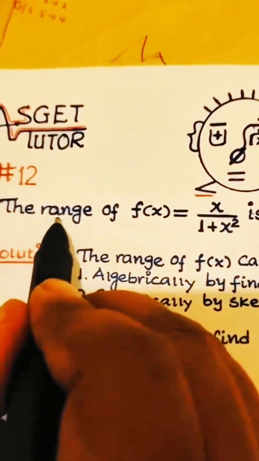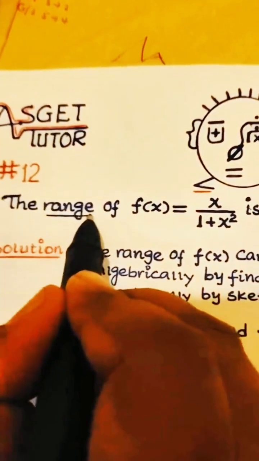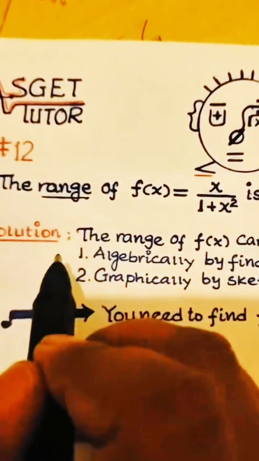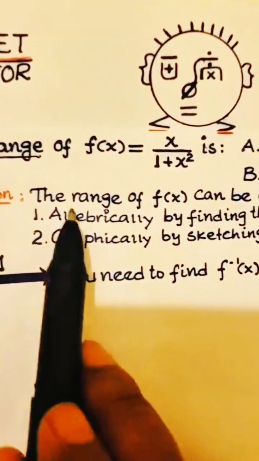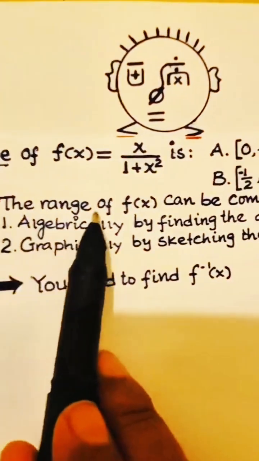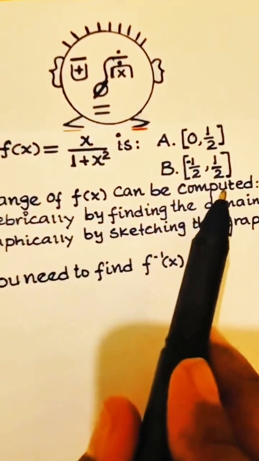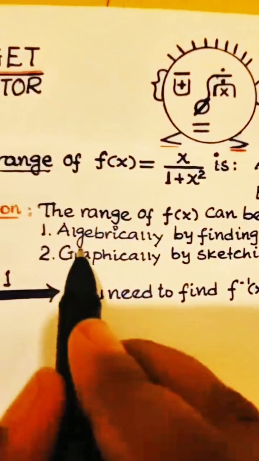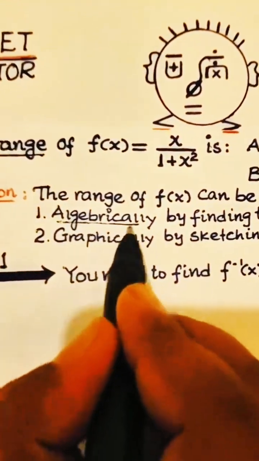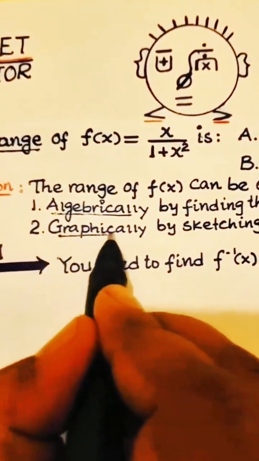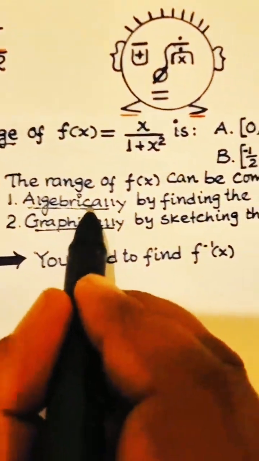The problem says find the range of the function that's given as f of x equals x over 1 plus x squared. In order to determine the range of a function, we have two methods. The first one is the algebraic method and the second one is the graphical method.